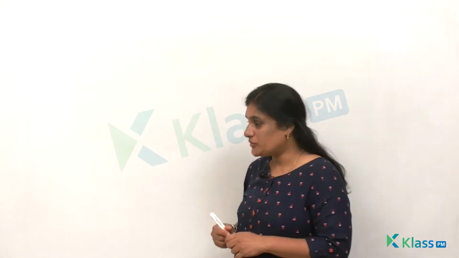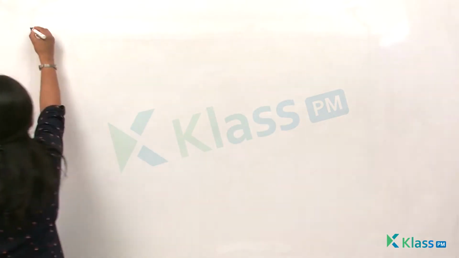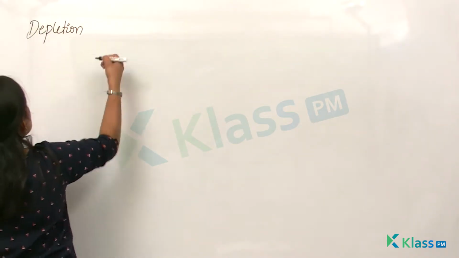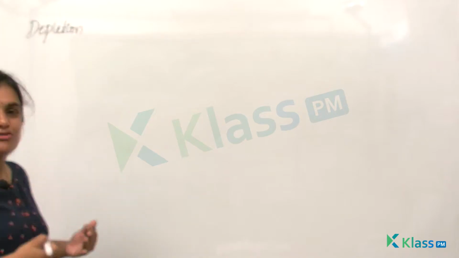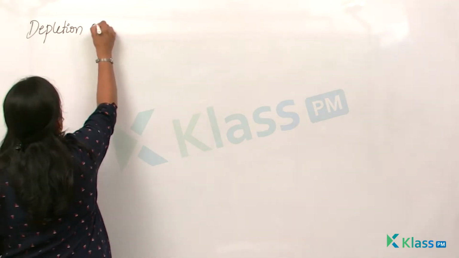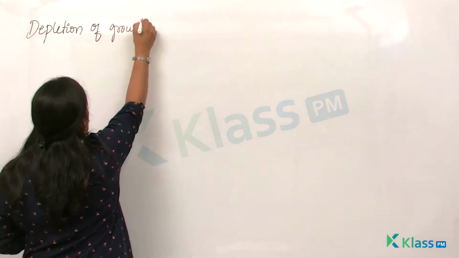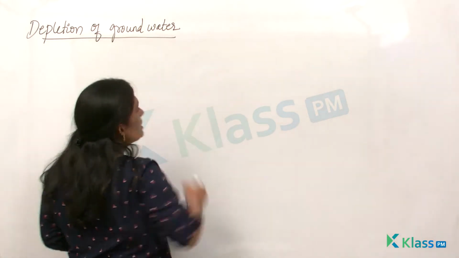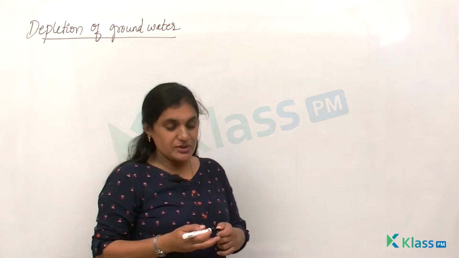Welcome to class. In the previous class we have seen that groundwater is an important source of water. Now let us see how the depletion of the water table occurs. We know that depletion is like the amount getting reduced, right? Deplete is to get reduced. So before I start with the depletion of groundwater, let us recall what we have learned about groundwater in the previous class.